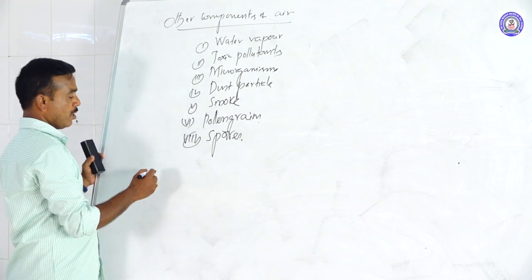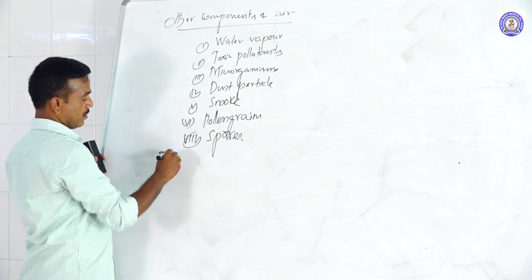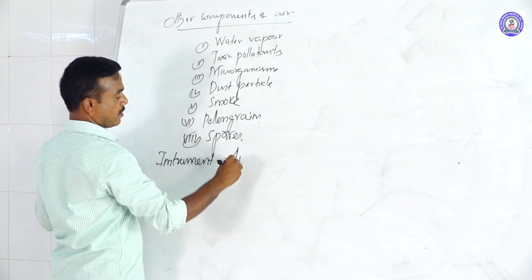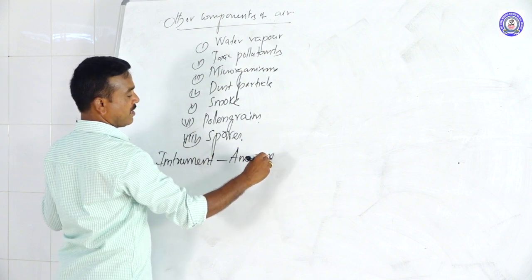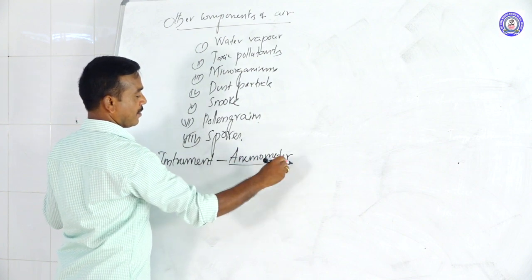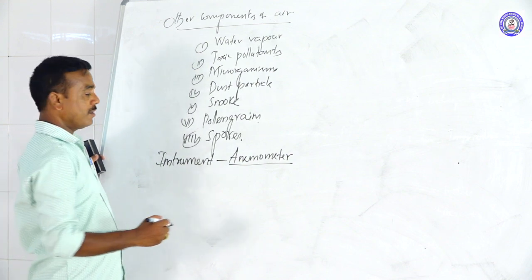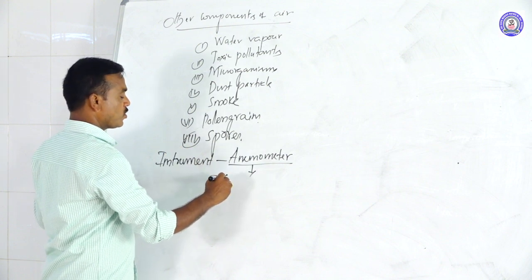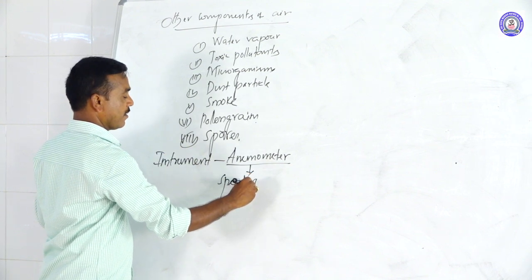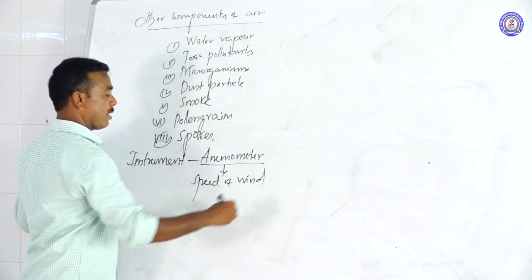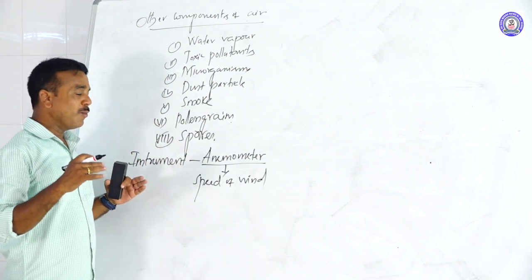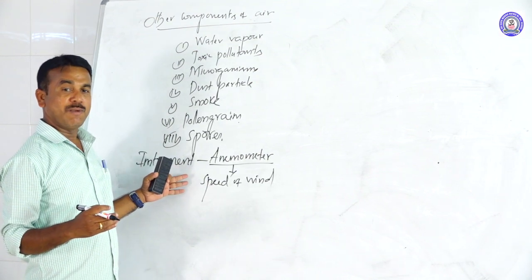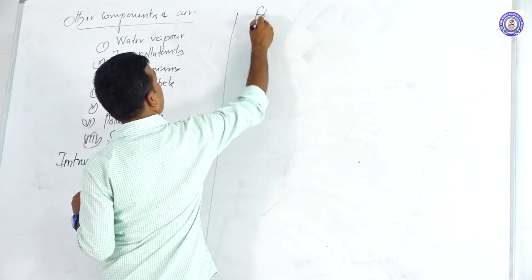Do you know which instrument is used? It is the anemometer. It is an instrument that helps to find out the speed of wind. You calculate the wind motion using this special apparatus, commonly called an anemometer.